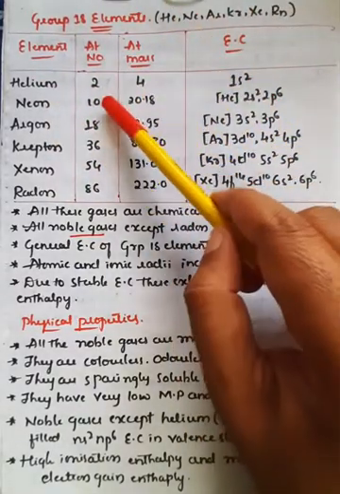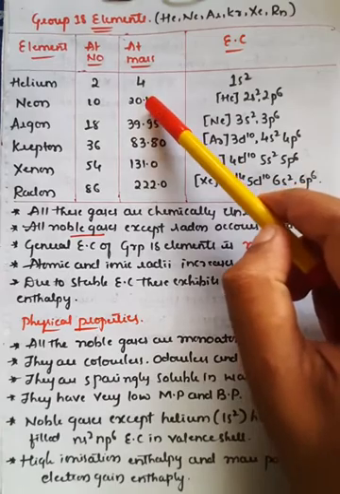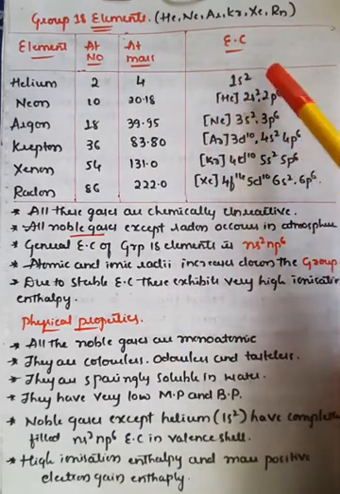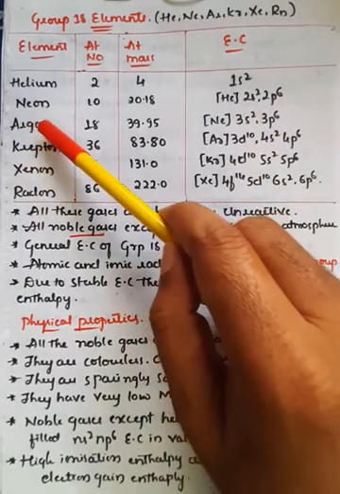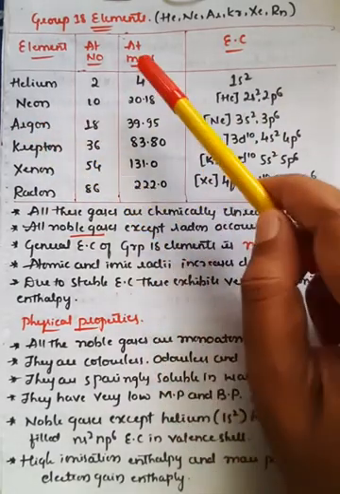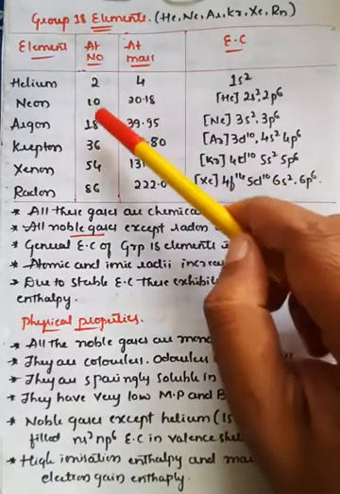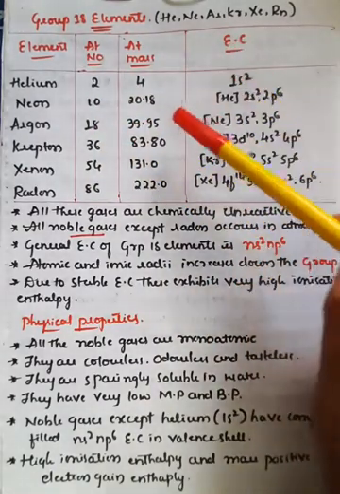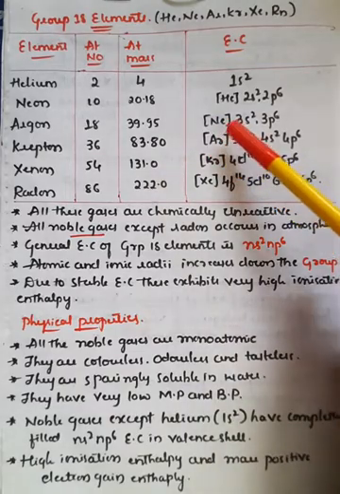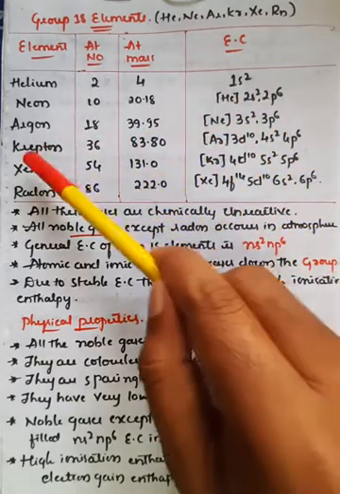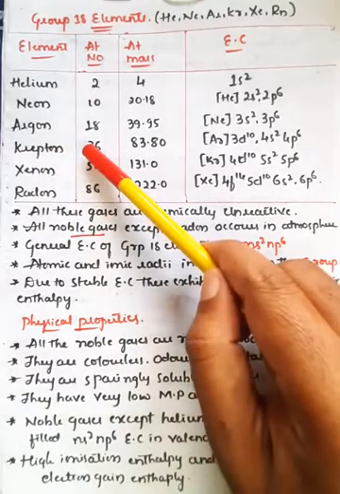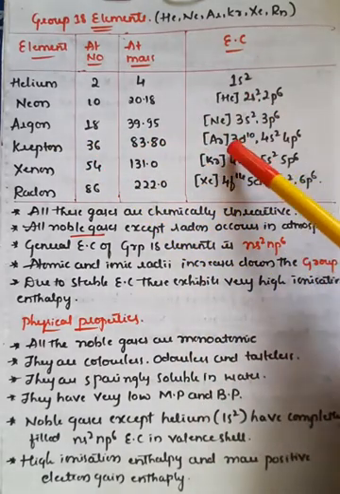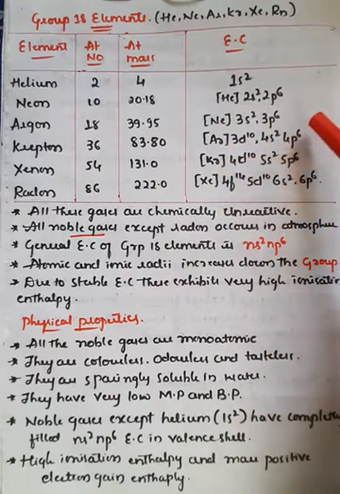And neon, the atomic number is 10, atomic mass is 20.18, and the electronic configuration is the nearest noble gas helium, 2s2, 2p6. The next element is argon, the third element in the 18th group. Atomic number is 18, atomic mass is 39.95, and the configuration is neon, 3s2, 3p6. Similarly for krypton, atomic number 36, atomic mass 83.80, and electronic configuration argon, 3d10, 4s2, 4p6.